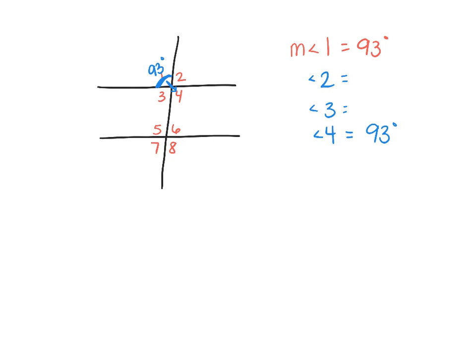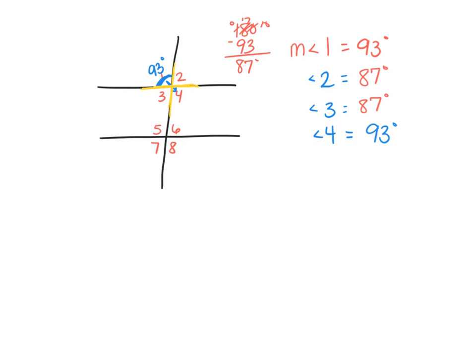Now, how would I figure out what angles 2 and 3 are? Remember, angle 1 and angle 2 make a straight line. Well, angle 1 and angle 3 also make a straight line. So those have to add up to 180 degrees. So I need to figure out what's 180 minus 93. You get 87. So those other angles are going to be 87 degrees. So I know what angles 1 through 4 are.